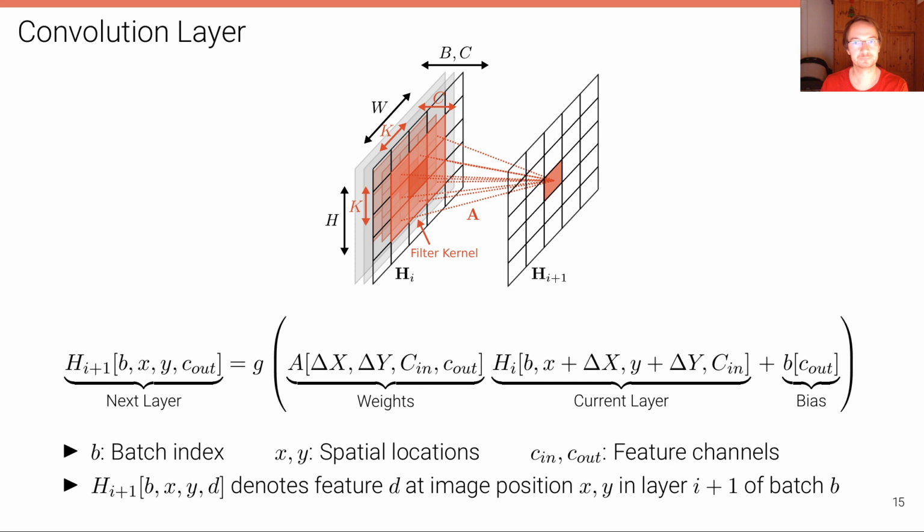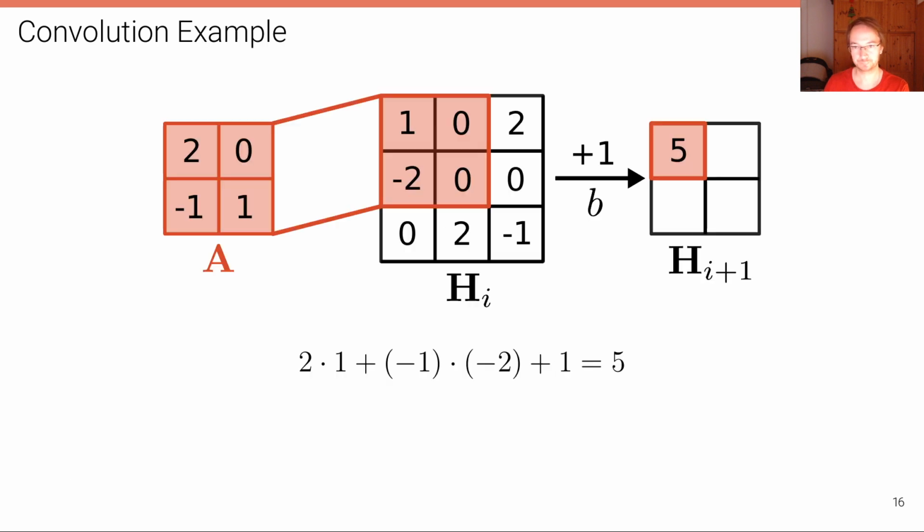Okay. And this is done for each image location, right? So this is just illustrating the operation for one particular x and y. So let's look at a concrete example with numbers, what this operation actually does.